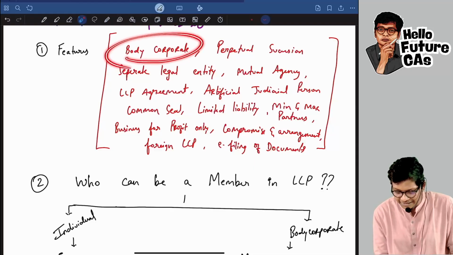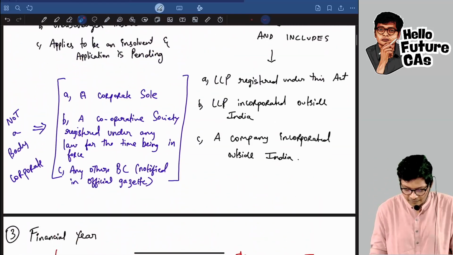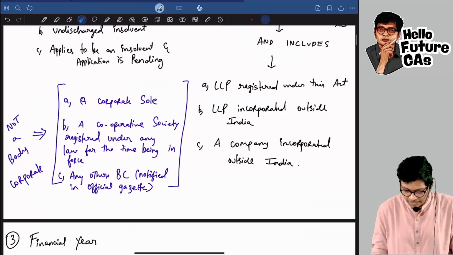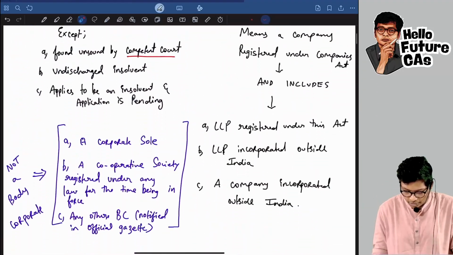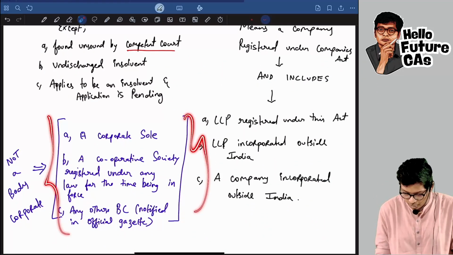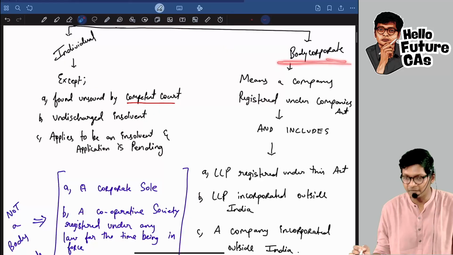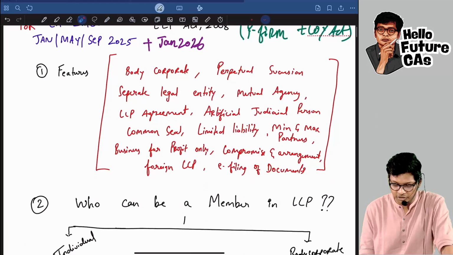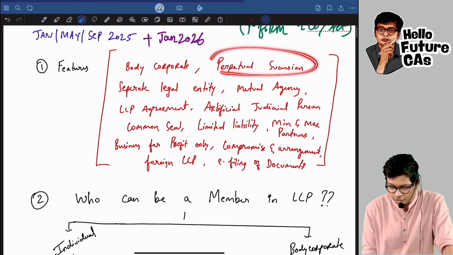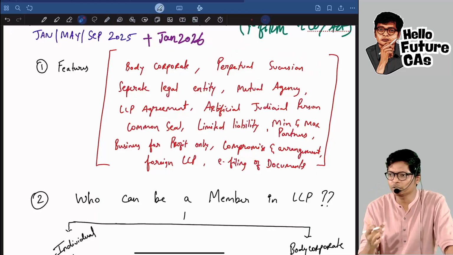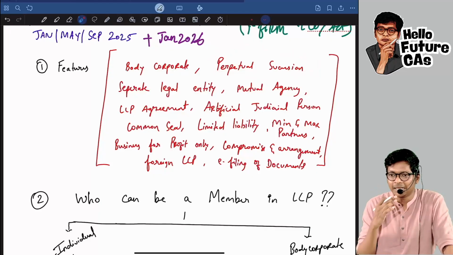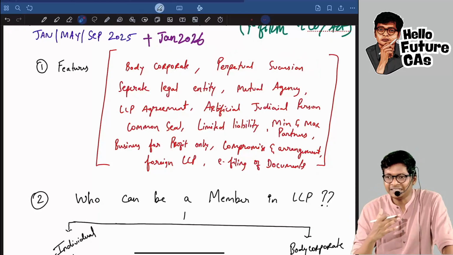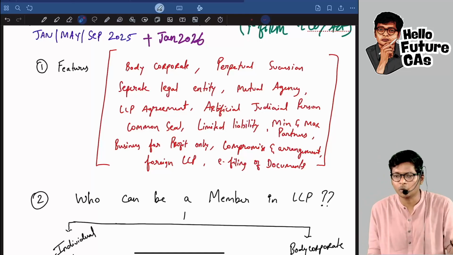Sir, LLP is a body corporate. Don't worry. We have a separate definition below as to what is a body corporate. Yes, here. What is a body corporate? Body corporate definition. That time I will explain that, guys. Features of LLP. Next, perpetual succession. You guys know that. What is perpetual succession? Entity goes on forever until they wind up by themselves or court orders for winding up.